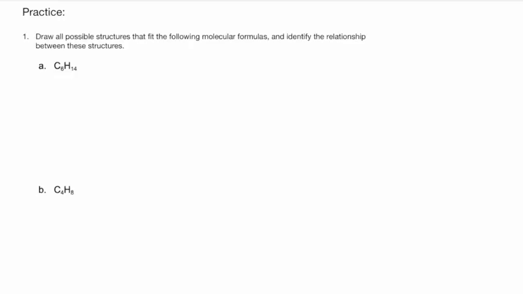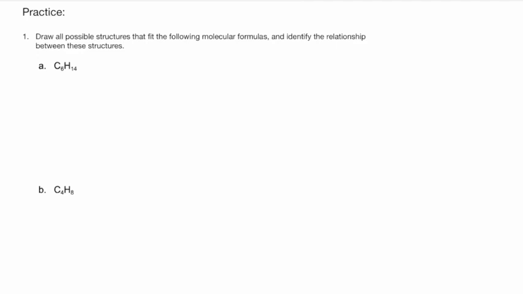As always, let's do some practice. Draw all possible structures that fit the following molecular formulas and identify the relationship between these structures. Feel free to pause the video and try these problems on your own first. Before we begin drawing structures, let's quickly calculate the degrees of unsaturation for this hydrocarbon. Recall our equation. Degrees of unsaturation equals 2C plus 2 plus N minus H minus X all over 2.